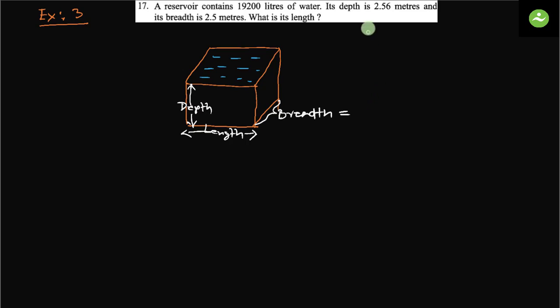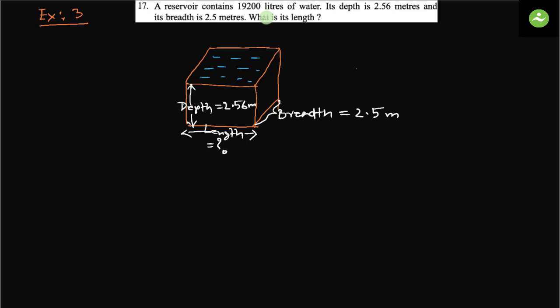Breadth equals 2.5 meters. And depth equals 2.56 meters. And length equals, we don't know, we have to find out. Now they have given one piece of information, that is 19,200 liters of water. So when the reservoir is full, the water volume is 19,200 liters.